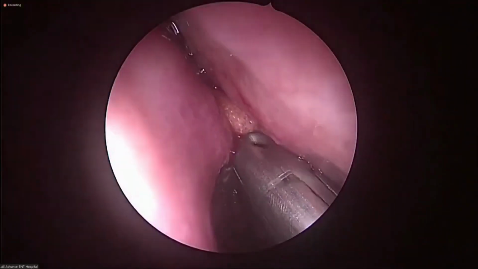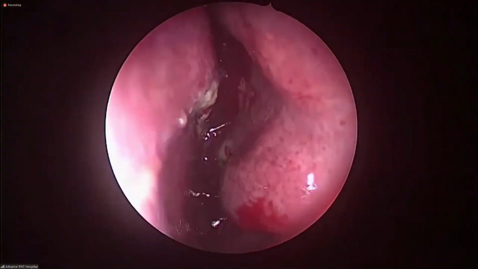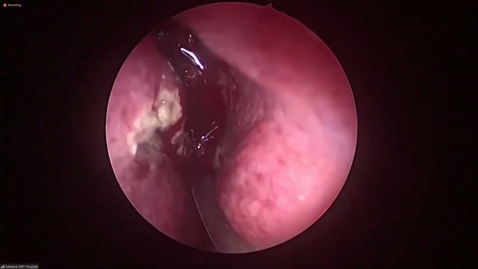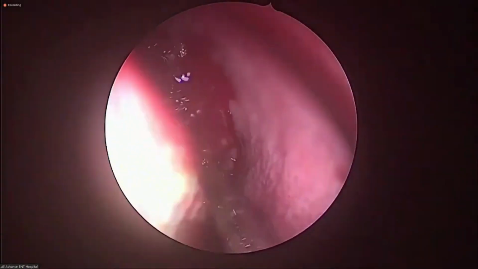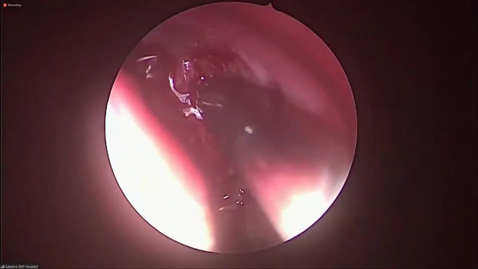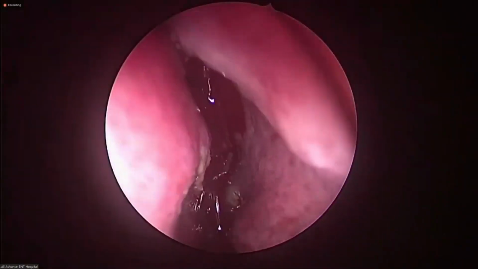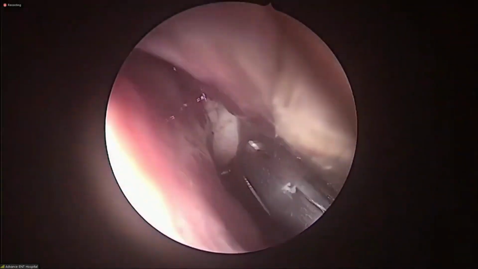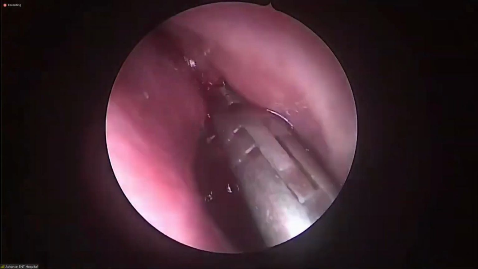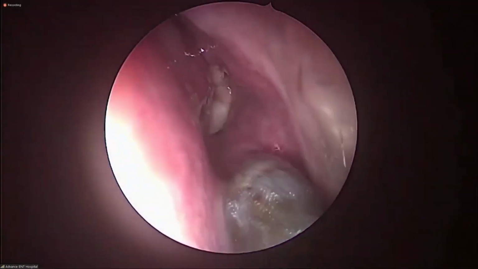So far the preparation work is going on. Yes, sir. Can see the challenge. Massive disease, infected. Septal deviation. The biggest problem is the inflammation. Yes, sir. And that will cause bleeding.